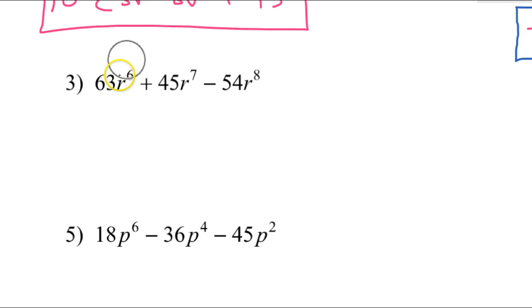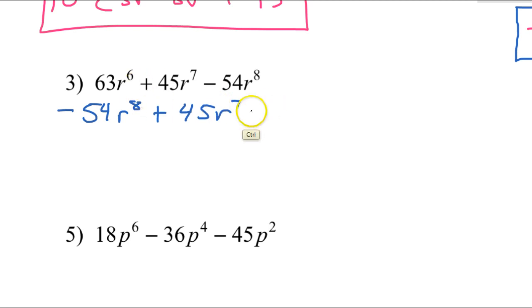Okay, on number 3, I need to rewrite these in descending exponential order. So I'm going to put the negative 54r to the 8th power first, because that's the highest power. Then comes 45r to the 7th power, and last comes 63r to the 6th power. Now, do all of the terms have variables? Yes, they all have variables. That means my GCF is going to have a variable on it.